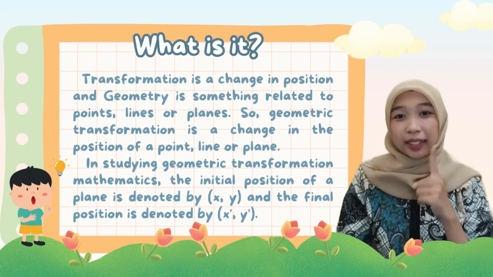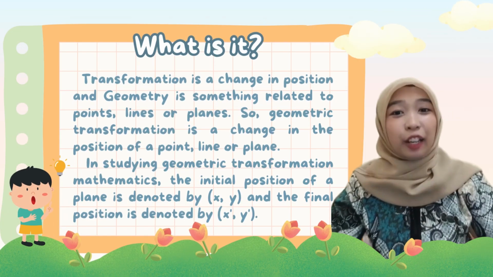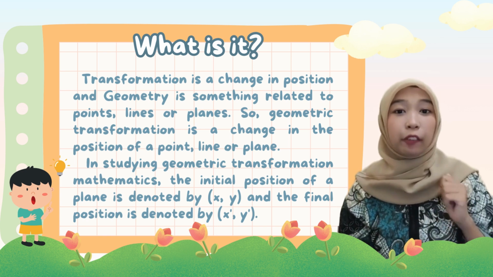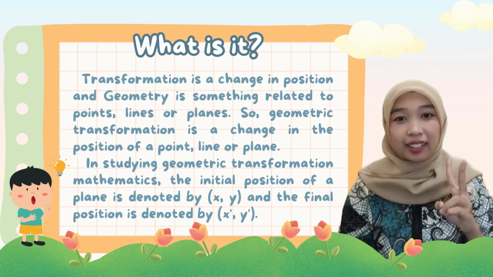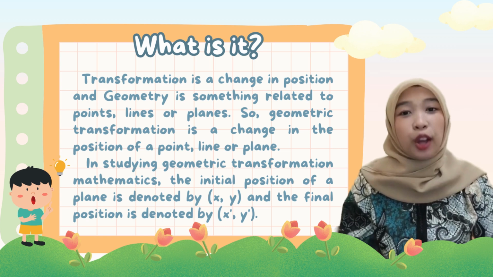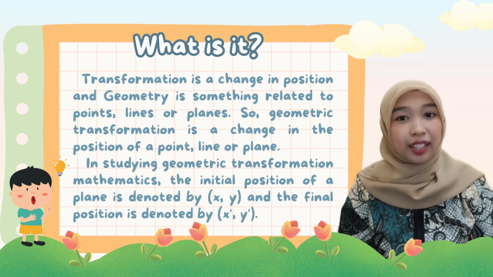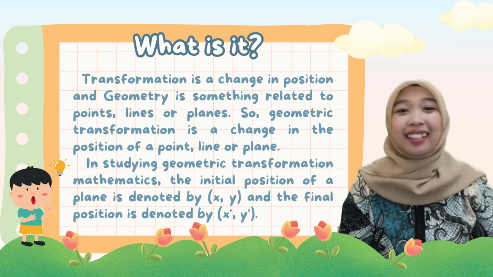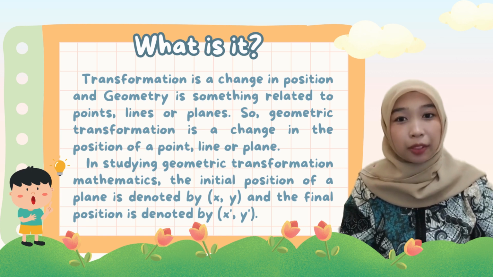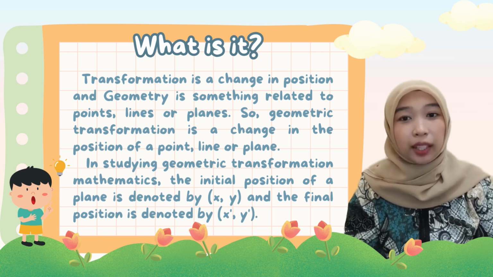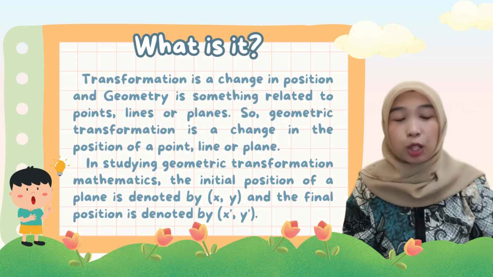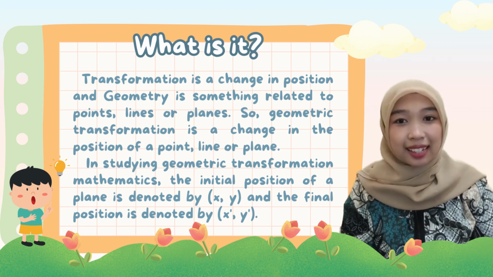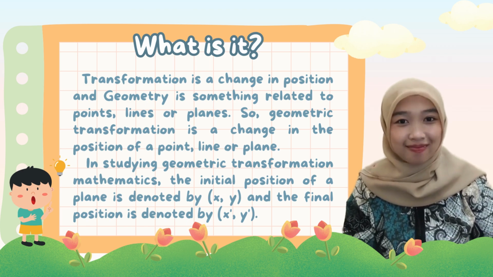So, what is geometric transformation? Transformation is a change in position, and geometry is something related to points, lines, or planes. So, geometric transformation is a change in the position of a point, line, or plane. In studying geometric transformation in mathematics, the initial position of a plane is denoted by x, y, and the final position is denoted by x', y'.